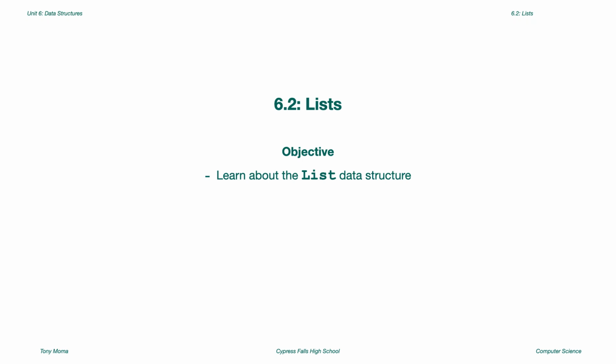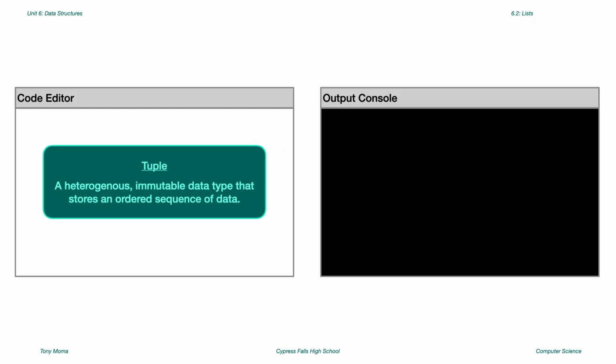In this video, we will learn about the list data structure. In the previous video, we learned about the tuple. We learned that a tuple is a heterogeneous, immutable data type that stores an ordered sequence of data. A list is basically the same thing, except it's mutable. Like the tuple, it's heterogeneous and stores an ordered sequence of data, but it also comes with the ability to be partially modified.